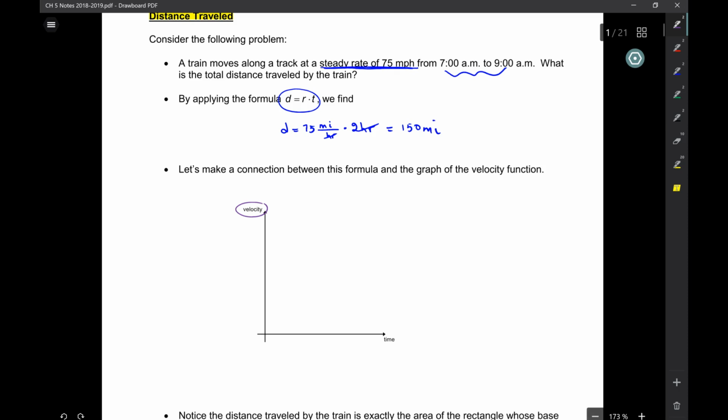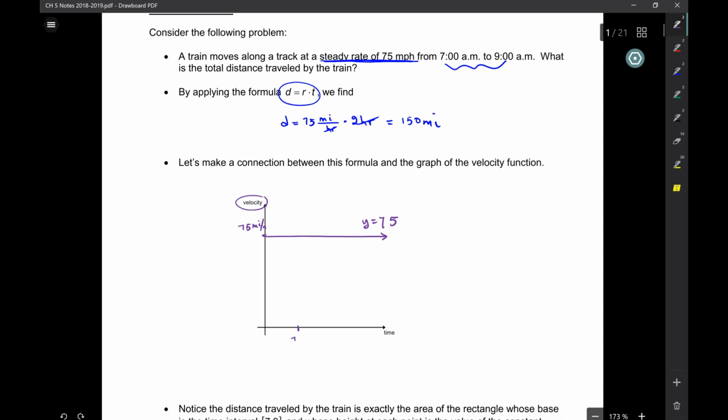This train is moving at a steady rate of 75 miles per hour. So imagine this is 75 miles an hour. If I were to graph the velocity, it looks like this. It's a constant, so it's a horizontal line, and that is the equation y equals 75, correct? Now, when is this happening? This is the time. Suppose here it was 7 a.m. and here it was 9 a.m. So this problem is taking place between 7 a.m. and 9 a.m. Basically, this is the chunk of the graph that applies to this problem.